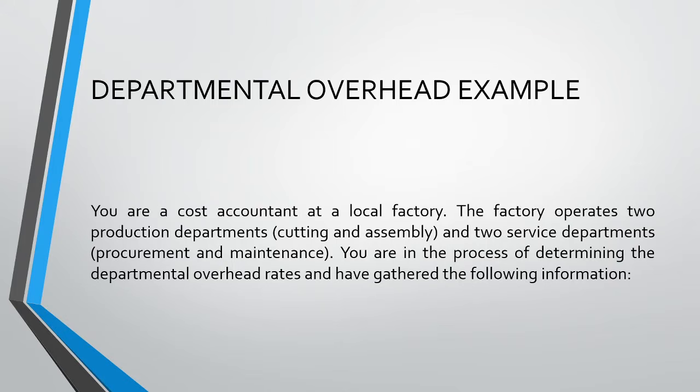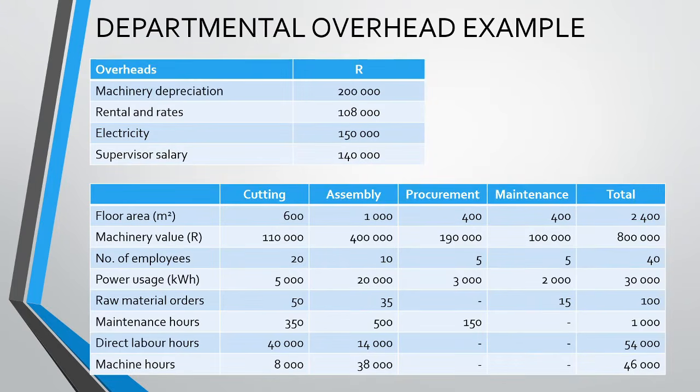Let us have a look at our example to see how this method works in practice. Remember, this first paragraph tells us that our factory has 2 production departments, namely cutting and assembly, and 2 service departments, namely procurement and maintenance. We are then presented with 2 tables. The first table provides us with our overhead costs for the factory in total, while the second table provides us with some basic information about each department, which we used in our previous video to allocate the overhead costs to the departments.